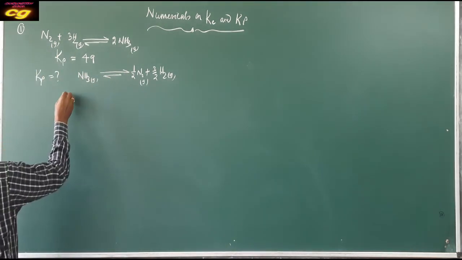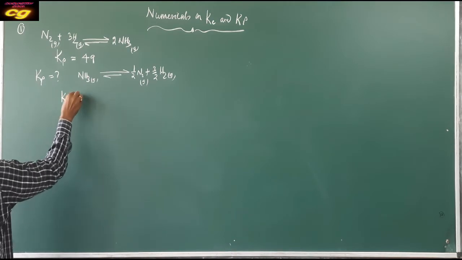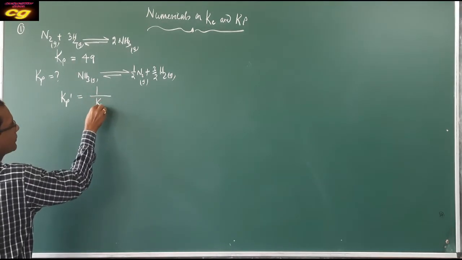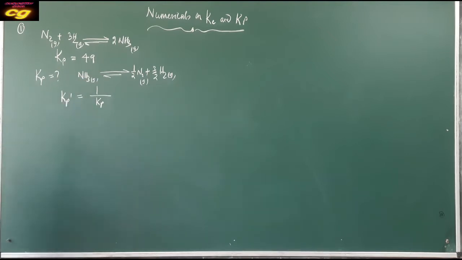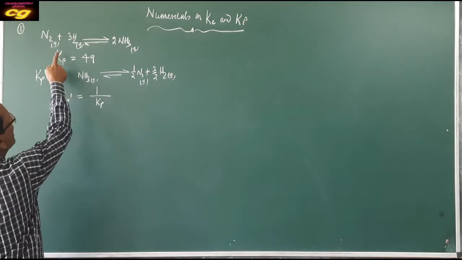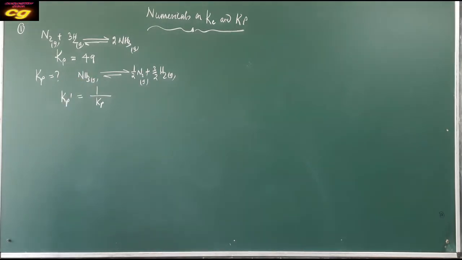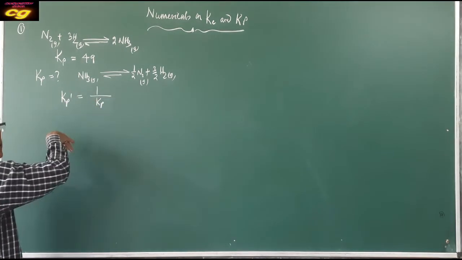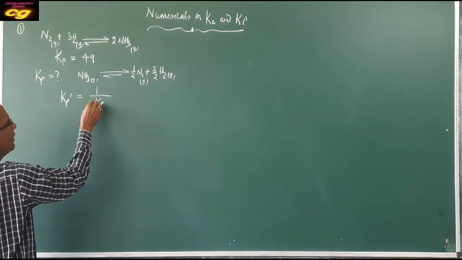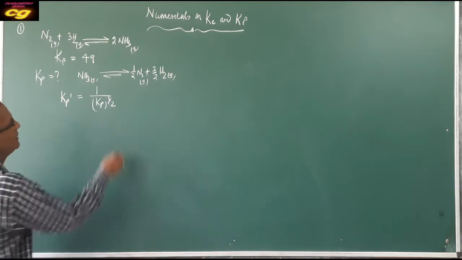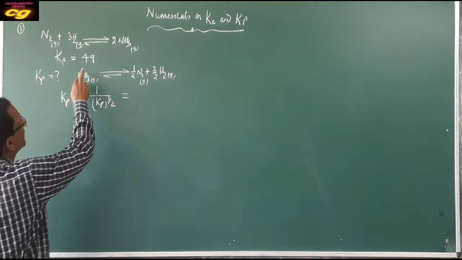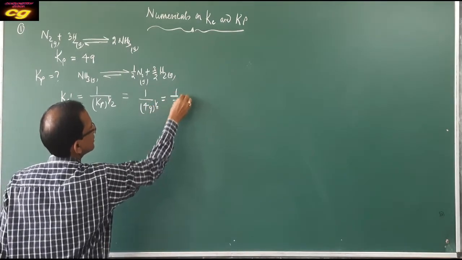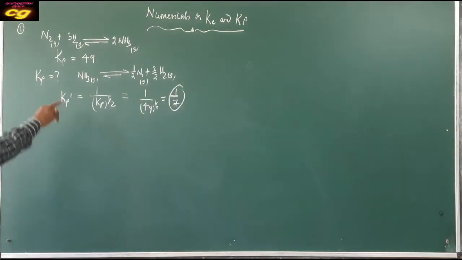So as per the calculation, Kp dash will be the reciprocal of Kp, since it is reversed, that is 1 by Kp. Then here half is multiplied, so 2 ammonia becomes 1 ammonia. As reverse means 1 by Kp, and half multiplied means it will be to the power of half. Here Kp is 49 as per the question. So 1 by 49 to the power half, that means 1 by 7. So this is the answer for Kp dash for this equation.